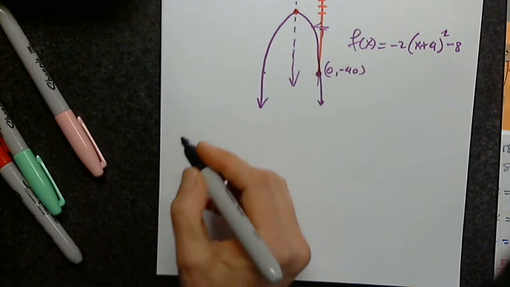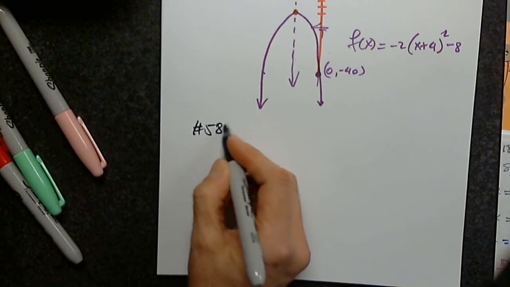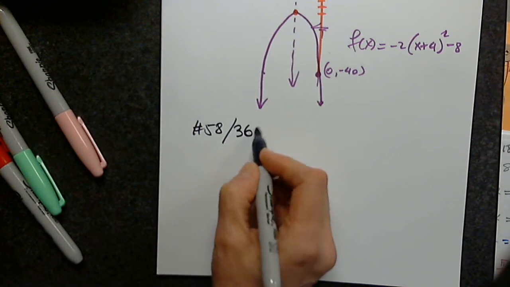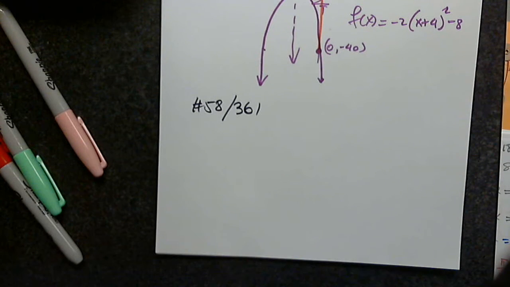Okay, 58. On page 361. Because I would like you to understand how important the quadratic function is.